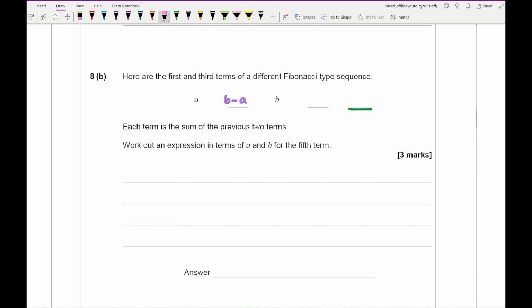And then to work out what this term here is going to be, I'm going to add these two terms together. So that's going to be 2b minus a. And then to work out what the fifth term is going to be, I'm going to add this term with this term. So here I'm going to end up with 3b minus a.